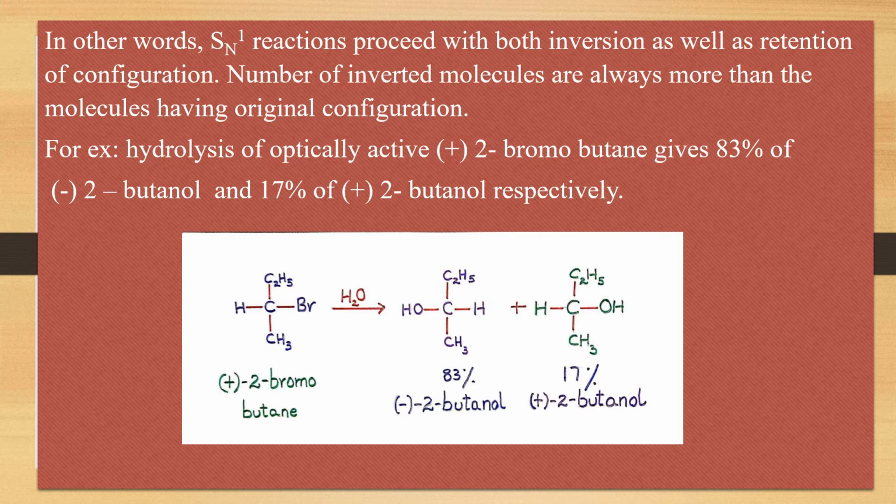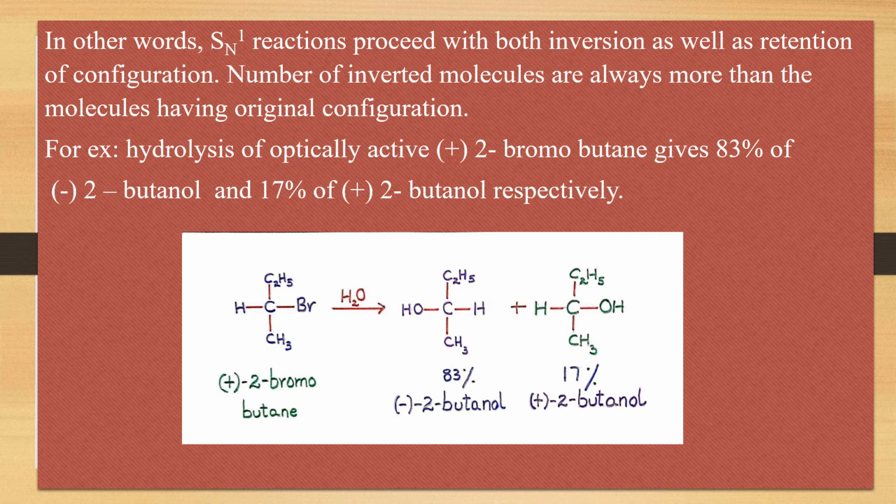Now when this is hydrolyzed, on the arrow I have written H2O. Hydrolysis of (+)-2-bromobutane gives, what is happening, students? I told you that carbonium ions are planar and the nucleophile can attack the carbon which is having positive charge from either side. What is the nucleophile approaching near this 2-bromobutane? OH minus is the nucleophile, from the water molecule, H plus plus OH minus. So OH minus approaches (+)-2-bromobutane. We have seen that the number of inverted molecules is more. Look at the product, students.